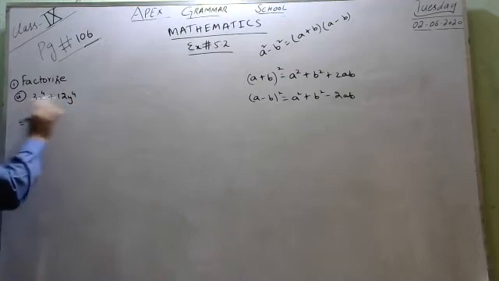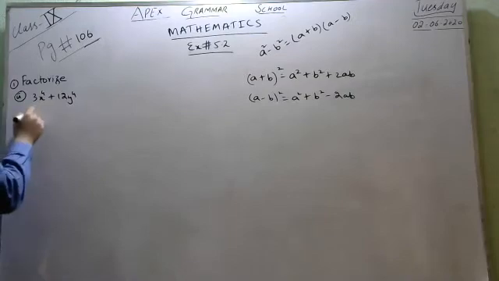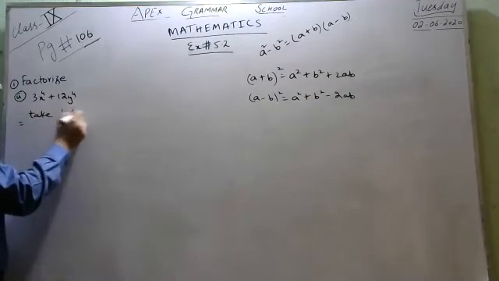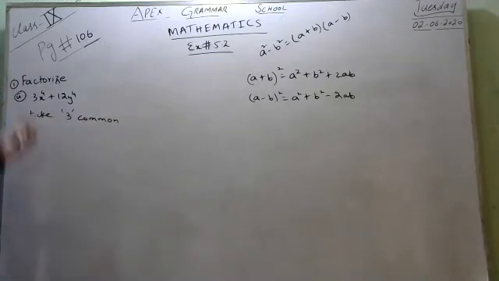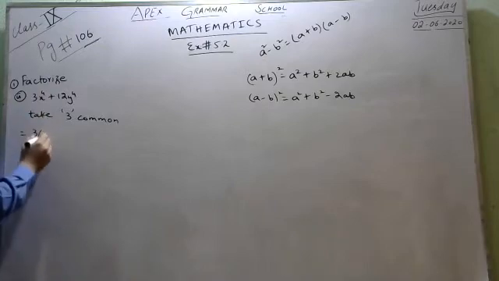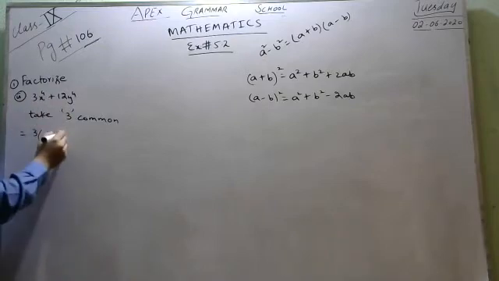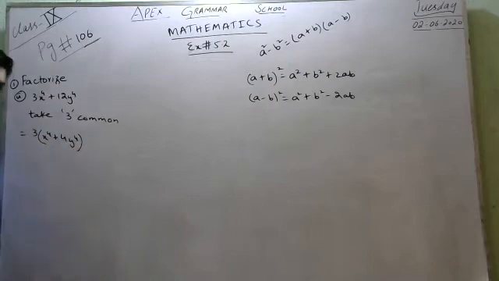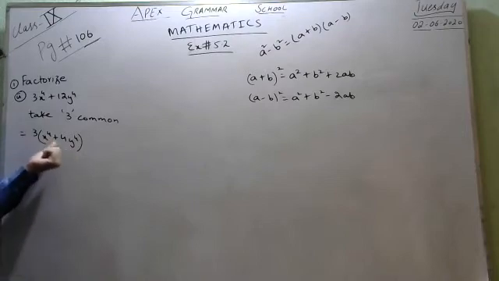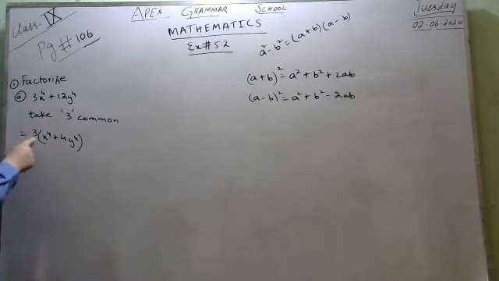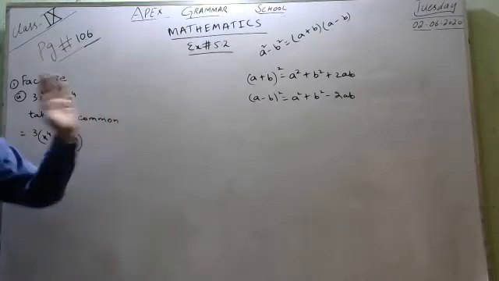You can see that what is common here? Yes, 3 is common. You have to take 3 common. Now, after taking 3 common, what is left inside? x⁴ plus, 3 into 4s are 12, so 4y⁴. Now, within the bracket, you can see that there is x⁴ + 4y⁴. You have to factorize it. This 3 will stay here till the end of the question.